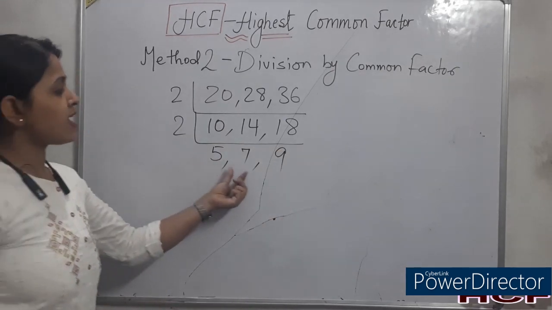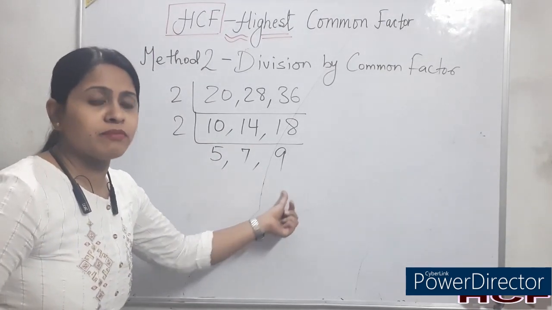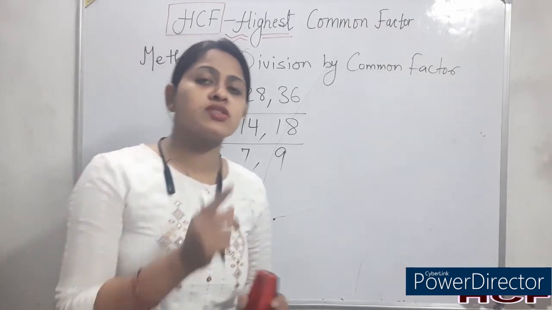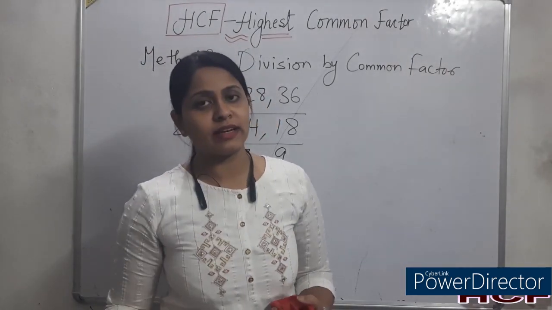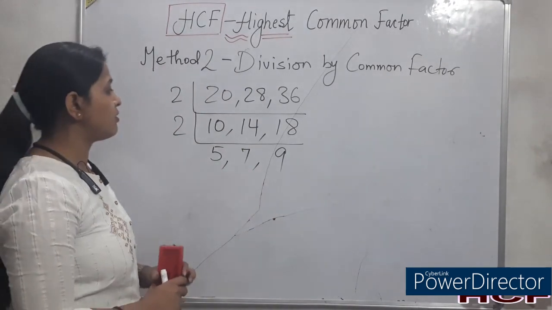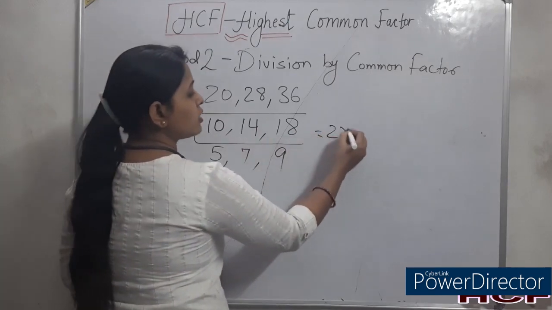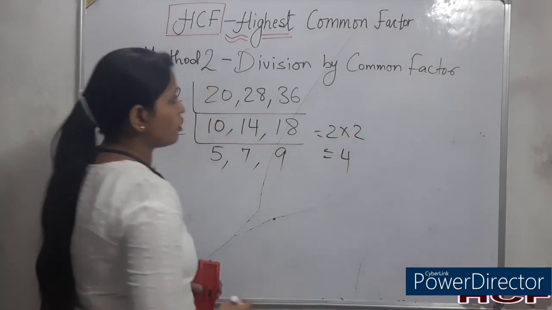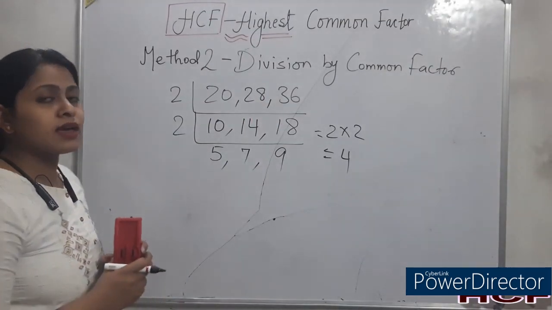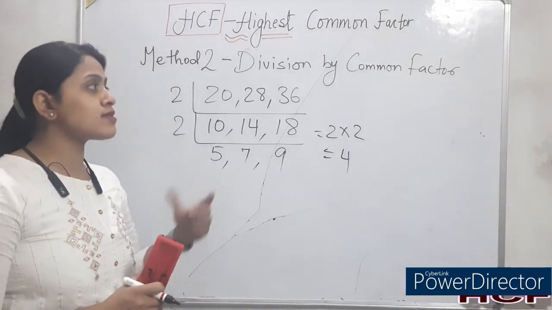So 5, 7, 9. Is there any common factor of all the 3 numbers? No. At least there should be 2 numbers having a common factor to get divided. But here there is no common factor of all the 3 given numbers. So the HCF is only 2 into 2 which is equal to 4. The HCF of the given numbers 20, 28 and 36 is 4. Fine. So this is our second method, division by common factor.